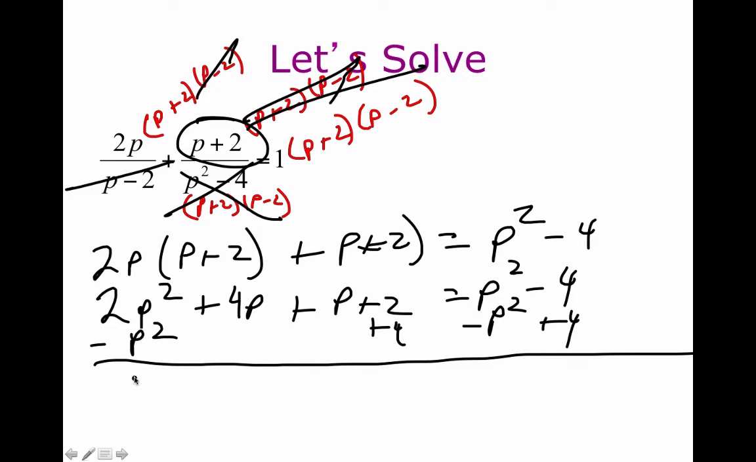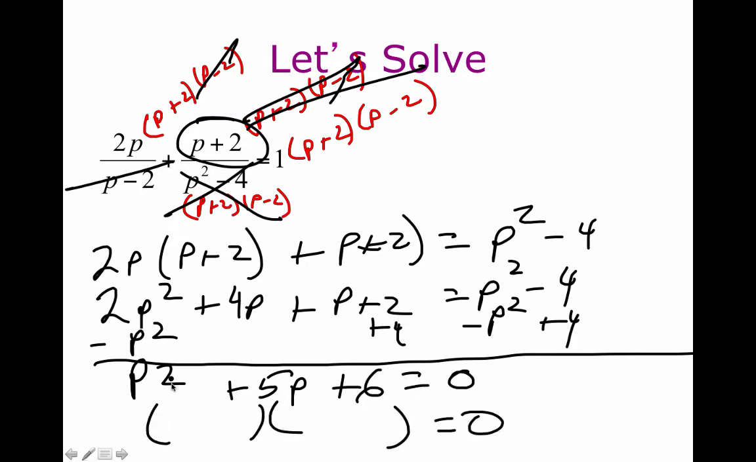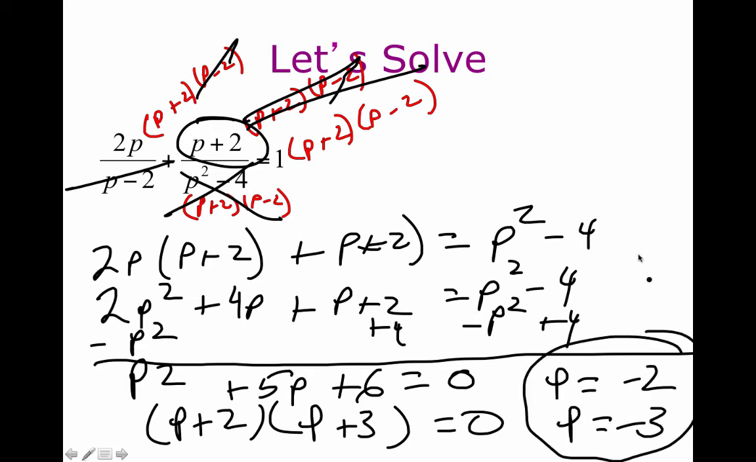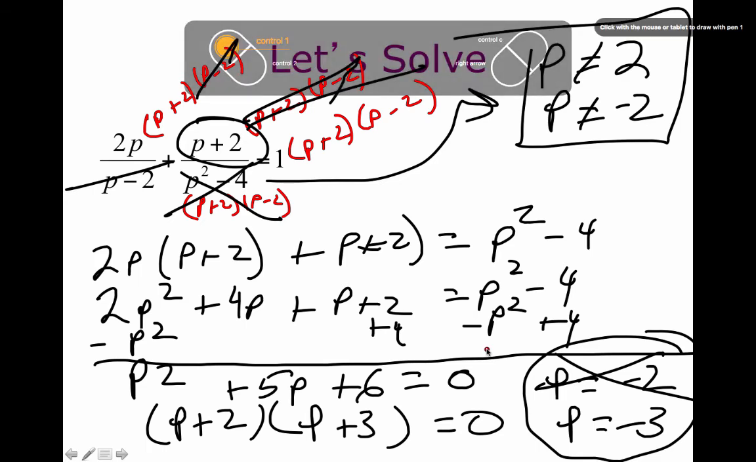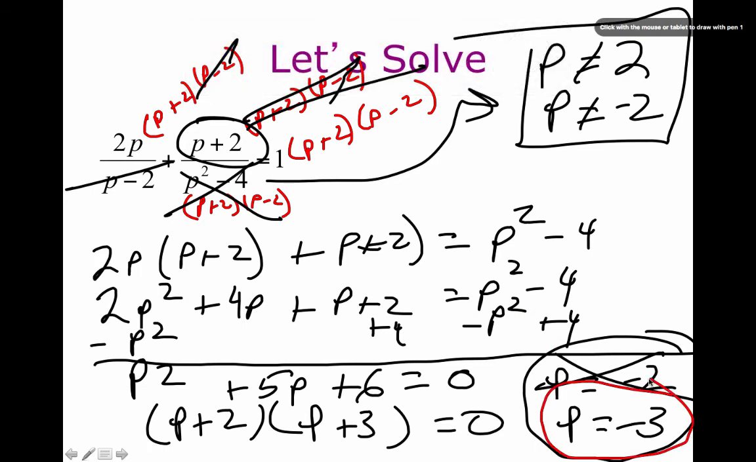And I get p squared plus 5p plus 6. Factor, it's equal to 0, p plus 2 and p plus 3. p is equal to negative 2, p is equal to negative 3. Circle it and get it wrong because I got to go right here and say p cannot be 2 and p cannot be negative 2. I should have done that right away. This is an extraneous solution. Your answer is p equals negative 3.